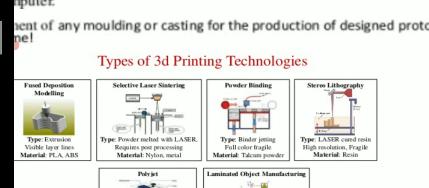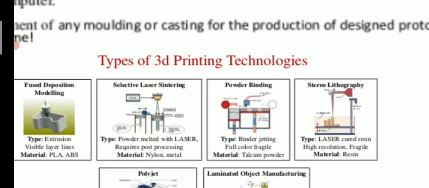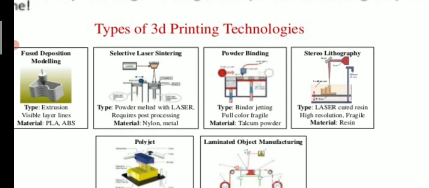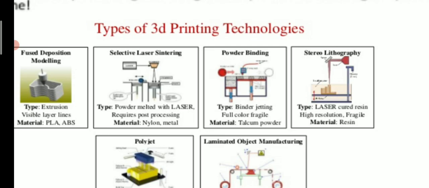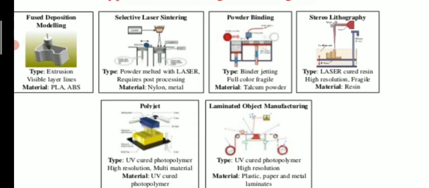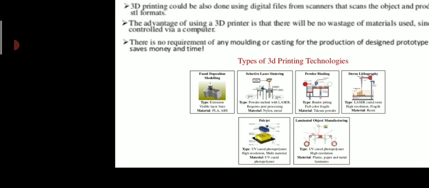In this figure you will see the first figure is for fused deposition modeling. Second is for selective laser sintering. Third is called powder binding. Fourth one is stereolithography. Next is polyjet, and last you will see laminated object manufacturing. These are the types of 3D printing technologies.